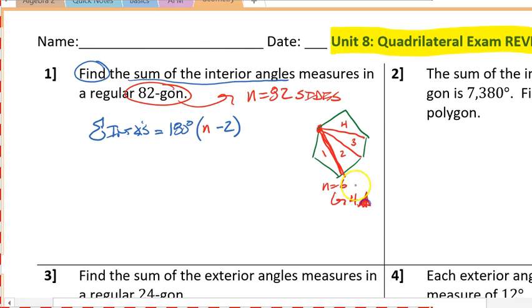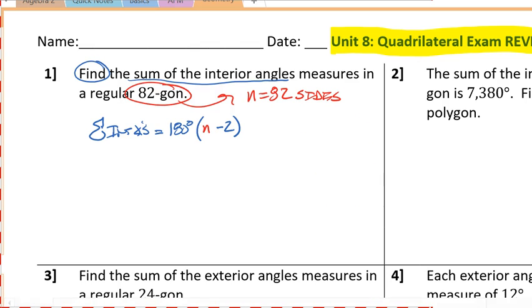This pattern repeated itself in the sense that the number of triangles was always 2 less than the number of sides. So to find the number of degrees inside of the 6-sided shape, I would take 180 degrees, which is the sum of the angles inside of a triangle, times n minus 2, where this is the number of triangles. We don't want to draw an 82-sided figure, so instead, we're just going to use the formula.